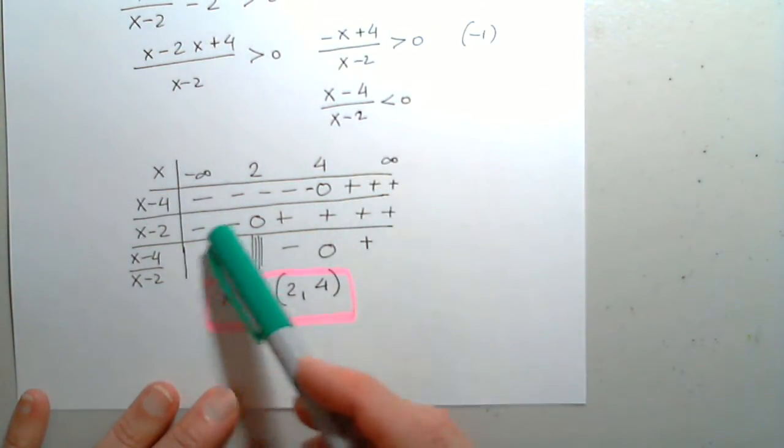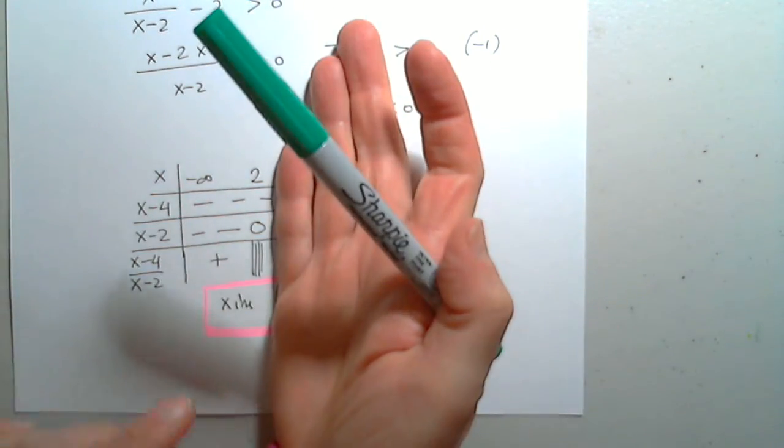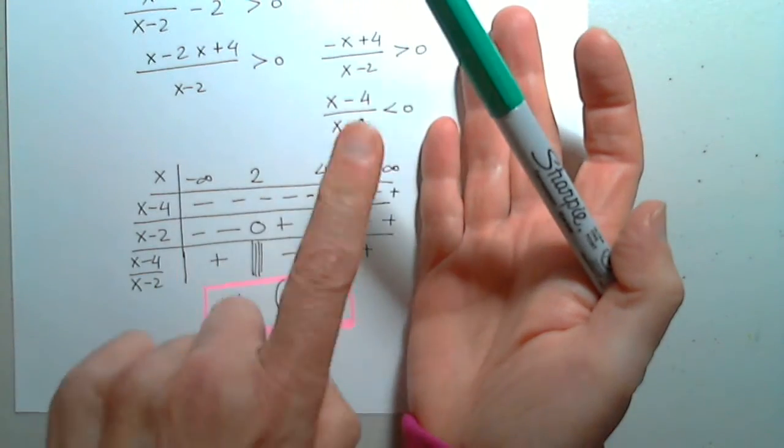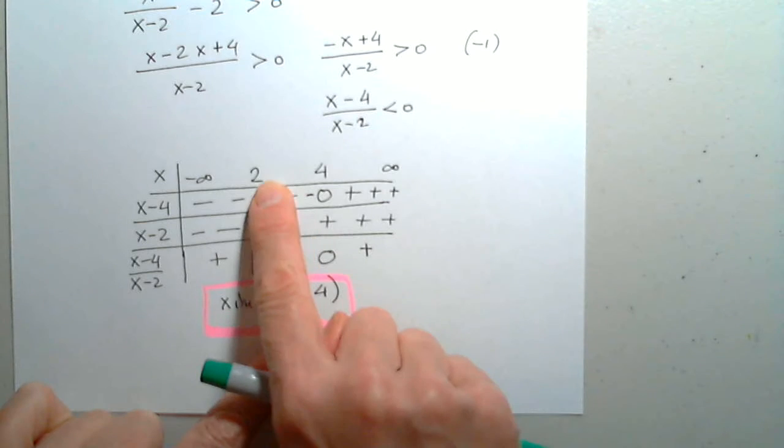X minus 4, x minus 2 both have the same sequence of signs because they have positive slope. Two negatives, a negative, no negative. Great, less than 0, between 2 and 4.